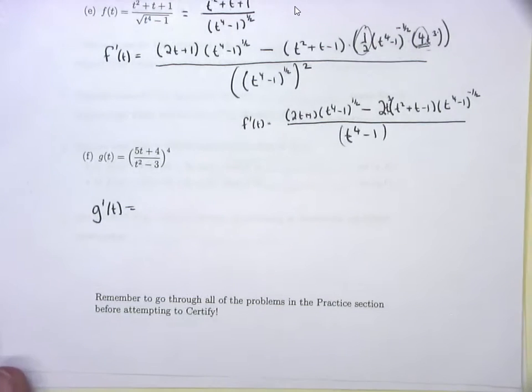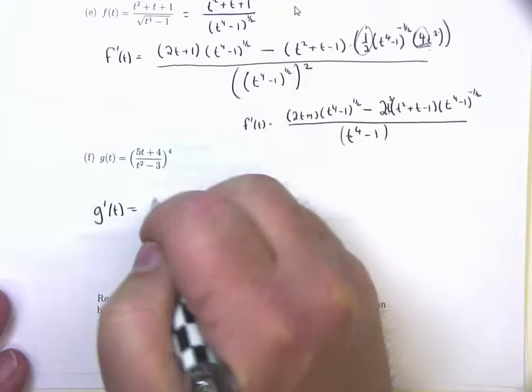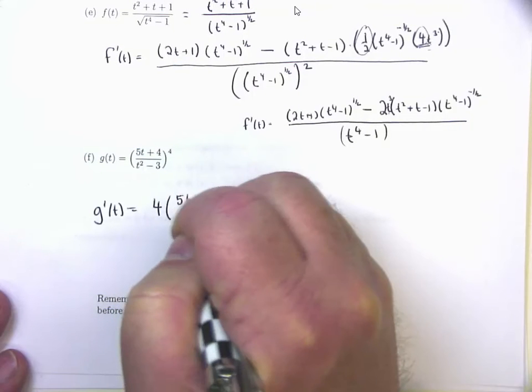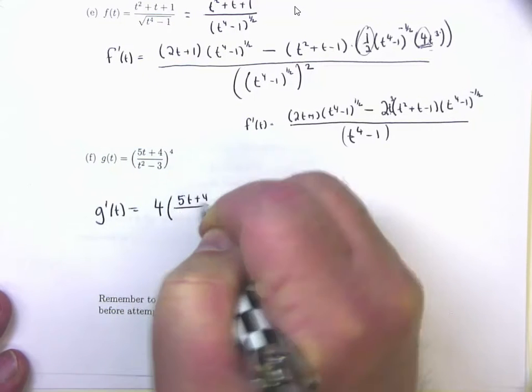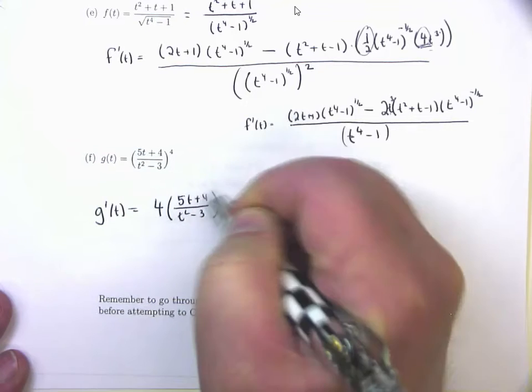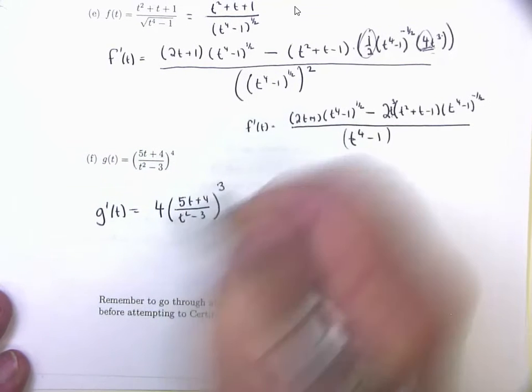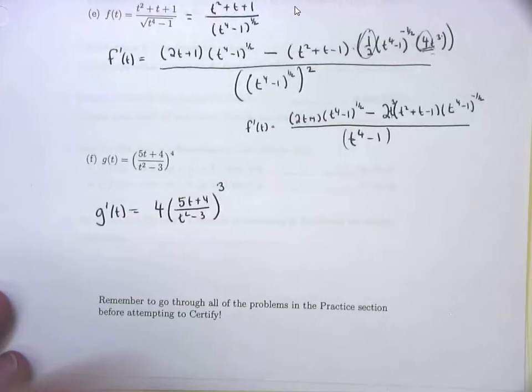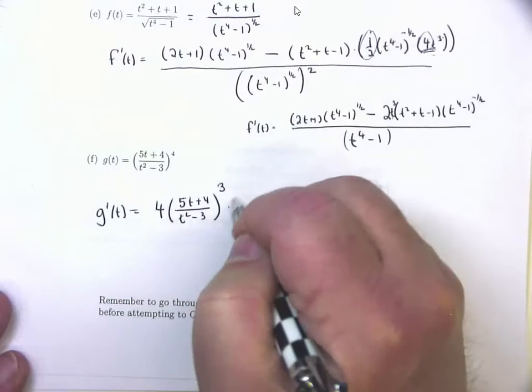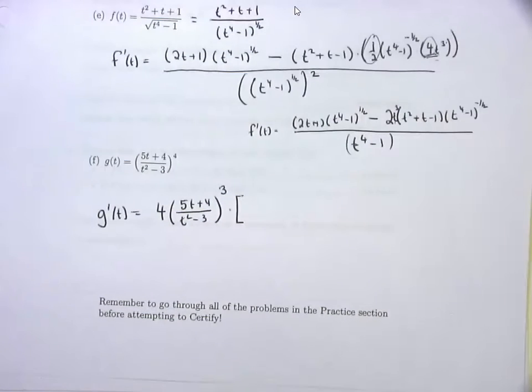Chain rule. Derivative of the outside. That 4 is going to pop out front, the inside, 5t plus 4 over t squared minus 3, stays the same, raised to the third power. Don't forget to subtract 1 off this guy. Derivative of the outside, inside stays the same, times the derivative of the inside. Now on the inside, what do you see?